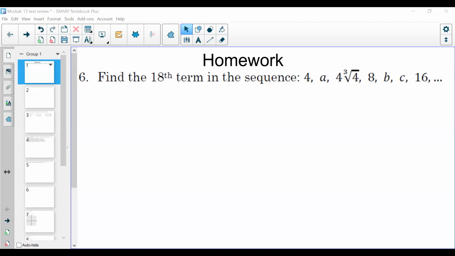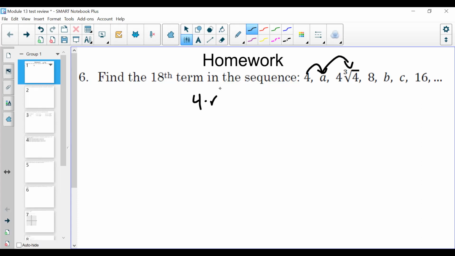To figure out the 18th term of the sequence, the first thing we need to do is figure out what R is actually going to be. So I can see that I go from 4 to A, then to 4 to negative 4. So I know that if I take 4 and I multiply it with R twice, or R squared, I get 4 cube root of 4.